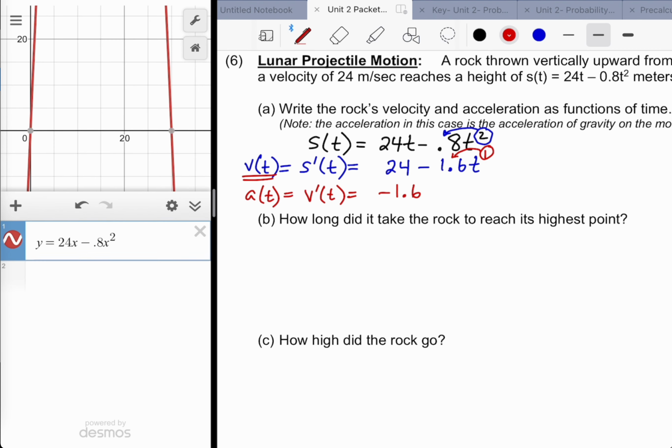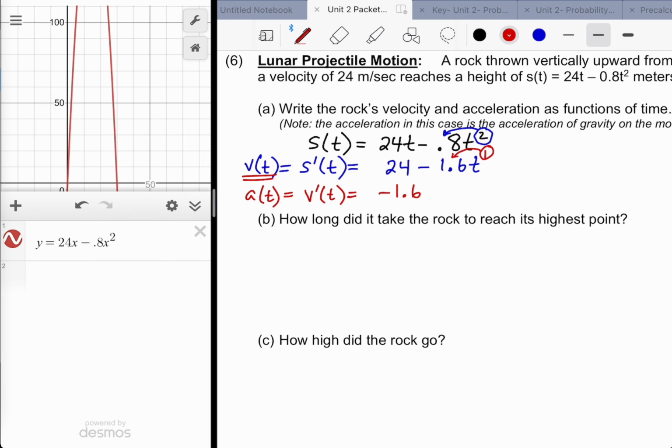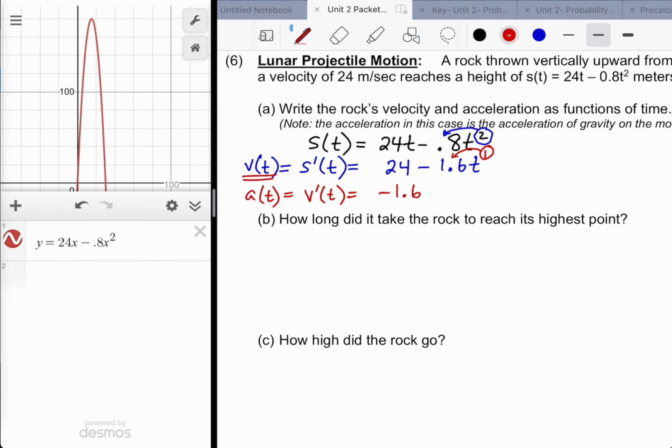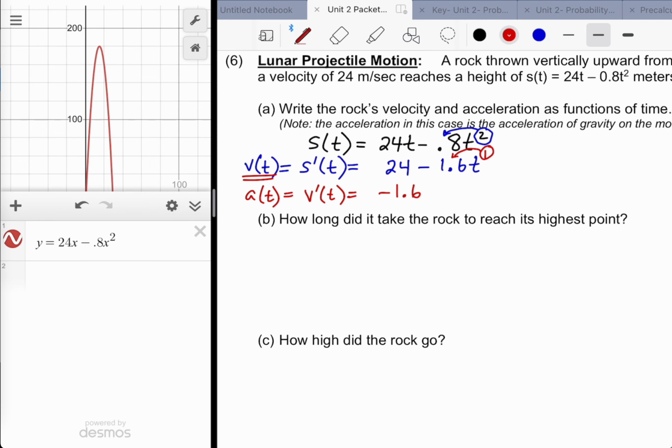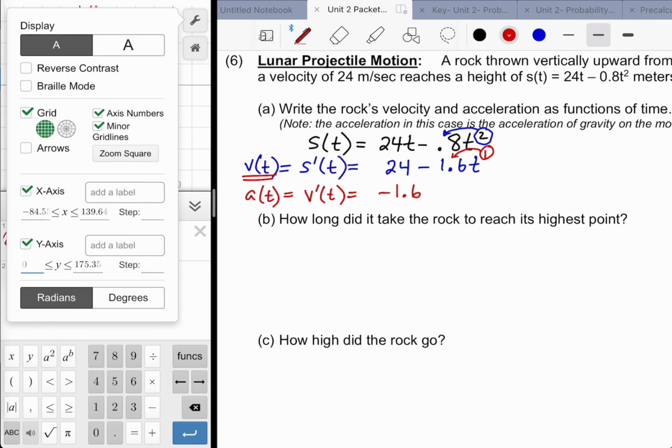So it looks like somewhere around the 30 mark. Well, exactly at the 30 mark, it'll be back down on the surface. So, you know, round about 15 seconds, we're looking at it reaching its highest point. But let's confirm that. So I'm going to zoom out, get that highest point, which looks like it's somewhere in the neighborhood of 200. So what I'll do is I'll change my window to go from 0 to 200 for the y, 0 to 30 for the x.